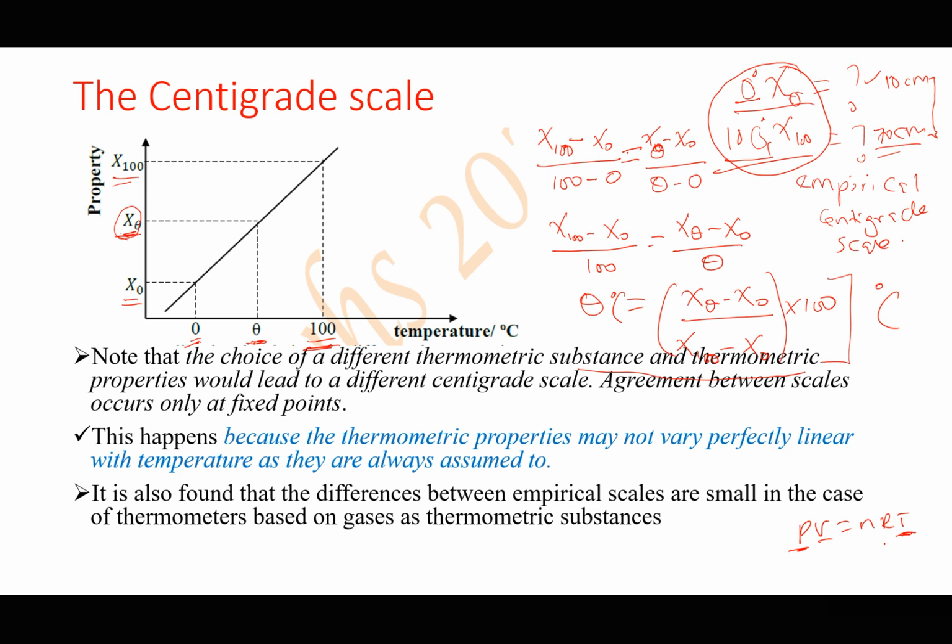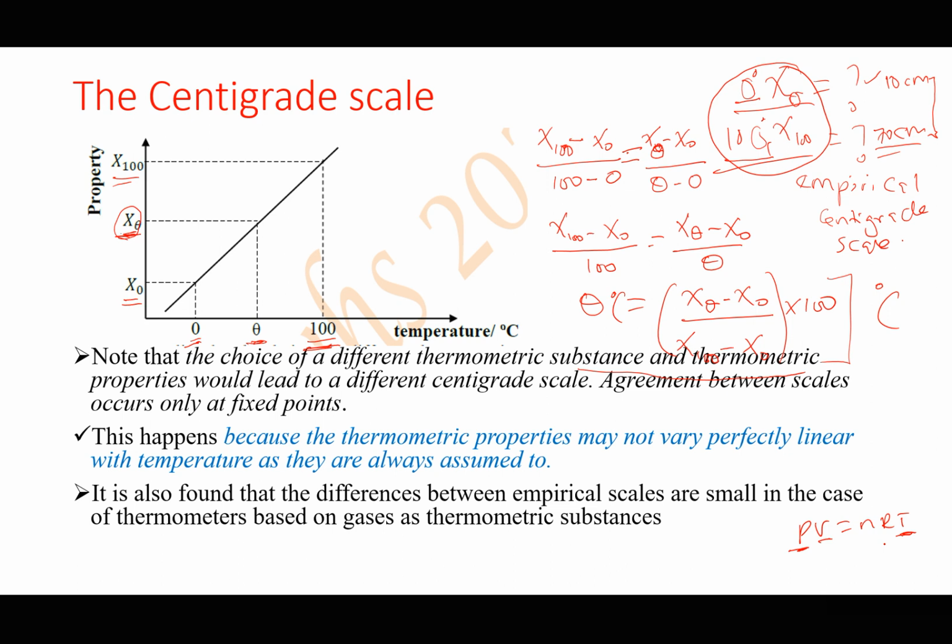We measure the property at the two fixed points. And of course, we divide the range between the two fixed points into equal steps to come up with what we call a centigrade scale. If we divide this into 100 equal steps, it is perfectly an empirical centigrade scale.